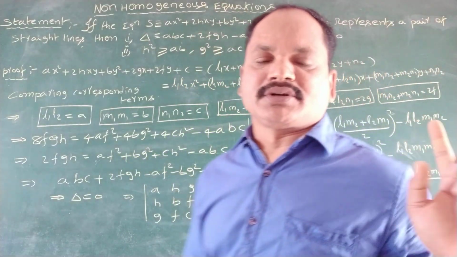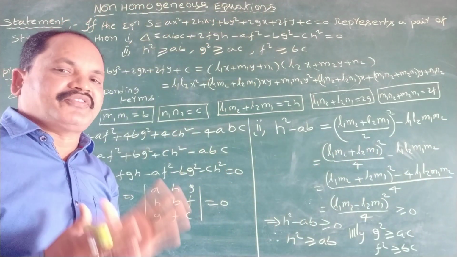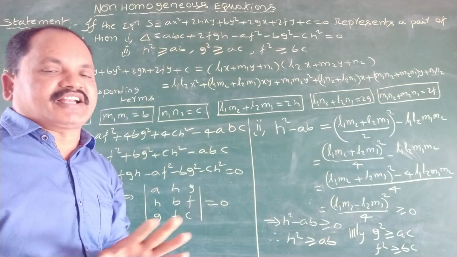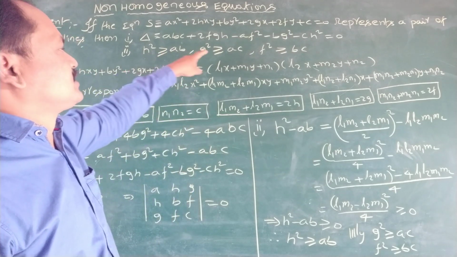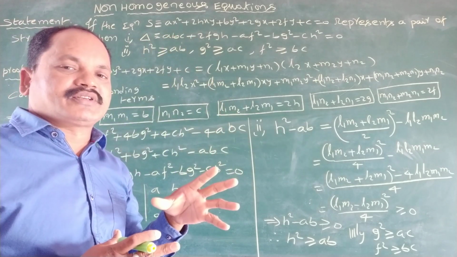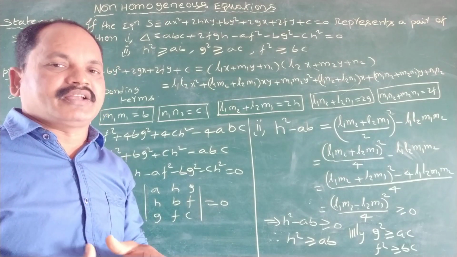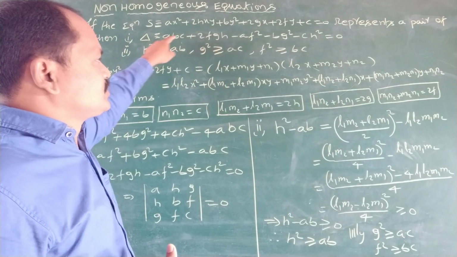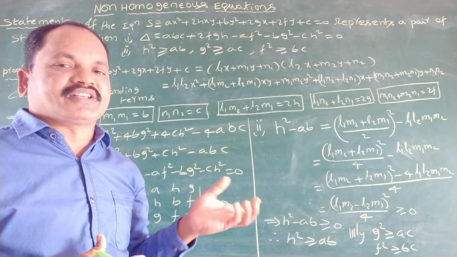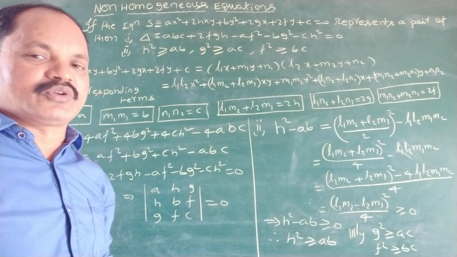Remember here, if the equation represents a pair of lines, definitely delta is equal to 0 as well as one of the conditions must be satisfied. Without one of the conditions satisfied, only delta equal to 0, the equation may not represent a pair of straight lines. That's why delta must be 0 as well as one of the conditions satisfied, then the equation represents a pair of straight lines. Otherwise, it does not represent a pair of straight lines. So now we are going to the questions on the concept.